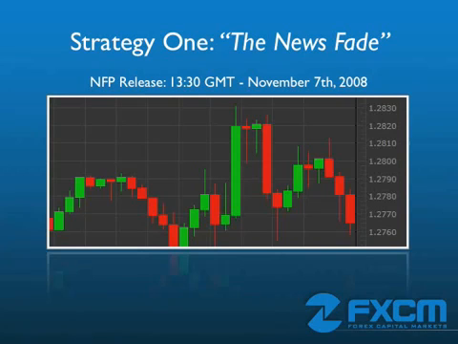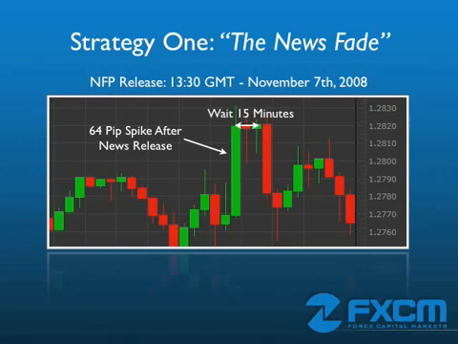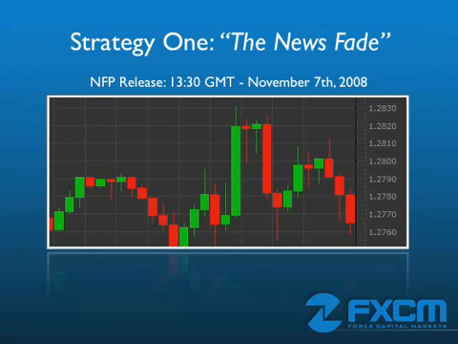After looking at the Global Economic Calendar, I can see that NFP comes out at 13:30 GMT on November the 7th. If we pull up a euro-dollar chart for that time, we can see that the euro-dollar spiked up about 64 pips after that release. If we had implemented our strategy by waiting 15 minutes and then selling here around a price of 1.2820, sure enough, the price reverted back to the mean, and we could have closed out our trade around 1.2780 for a profit of 40 pips.